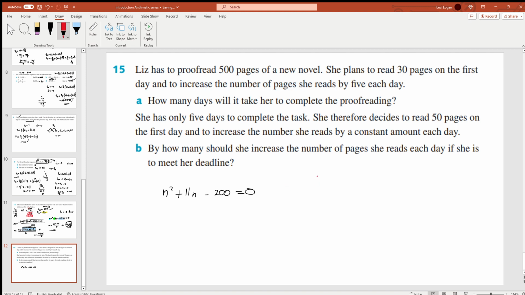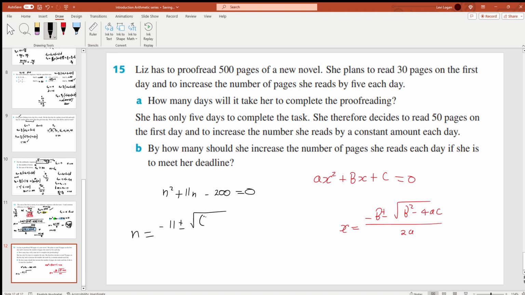So you've got a quadratic looking like this, and you've got your quadratic formula, which we wrote down before: negative b plus or minus the square root of b squared minus 4 times a times c, all over 2a. So n is going to be negative 11 plus or minus the square root of 11 squared minus 4 times 1 times negative 200, all on 2 times 1.